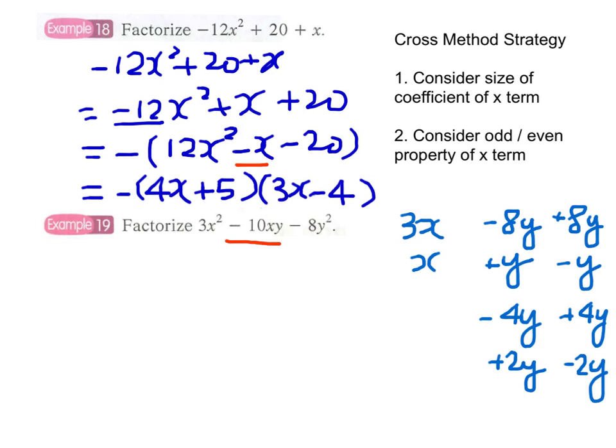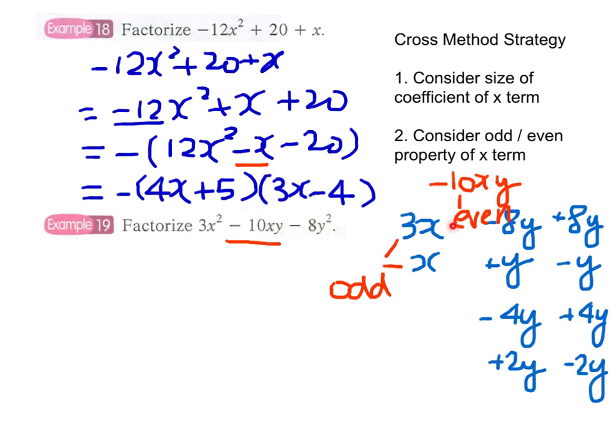And now the middle term is minus 10xy. And now we can see that the coefficient of the middle term, minus 10, is quite large. And it is also an even number. And note that for the term 3x squared, both 3 and 1 are odd numbers. And minus 10 is an even number.